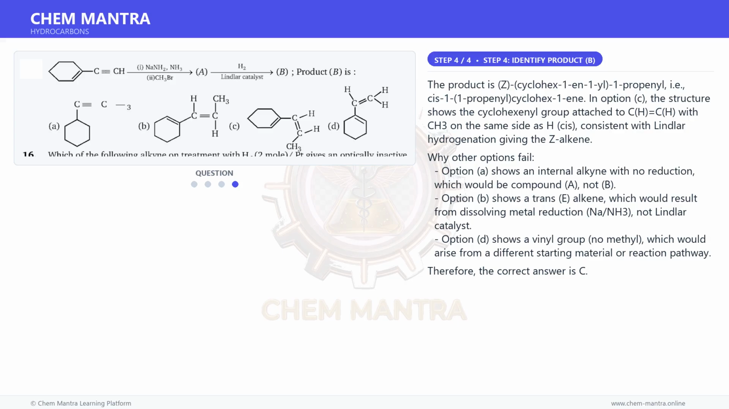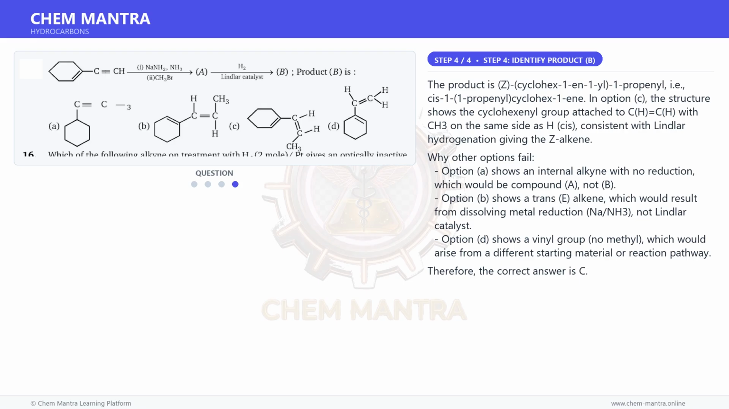Z-1-(prop-1-enyl)cyclohex-1-ene, cis-1-(1-propenyl)cyclohexene. In option C, the structure shows the cyclohexenyl group attached to CH=CH with CH3 on the same side as H, cis, consistent with Lindlar hydrogenation giving the Z-alkene.